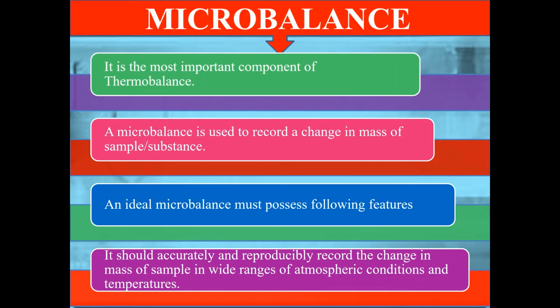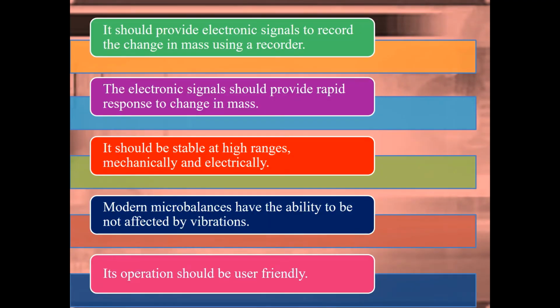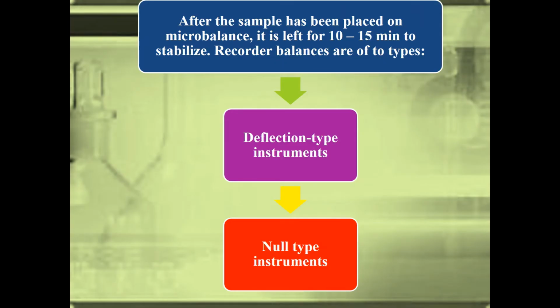An ideal microbalance must possess the following features. It should accurately and reproducibly record the changes in the mass of the sample in wide ranges of atmospheric conditions and temperatures. It should provide electronic signals to record the change in mass using a recorder. The electronic signals should provide rapid response to change in mass. It should be stable at high ranges, mechanically and electrically. Modern microbalances have the ability to be not affected by vibrations. Its operation should be user-friendly. After the sample has been placed in the microbalance, it is left for 10 to 15 minutes to stabilize.